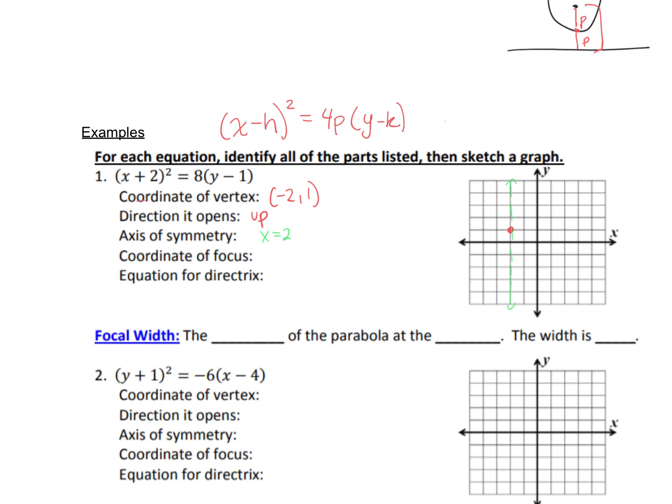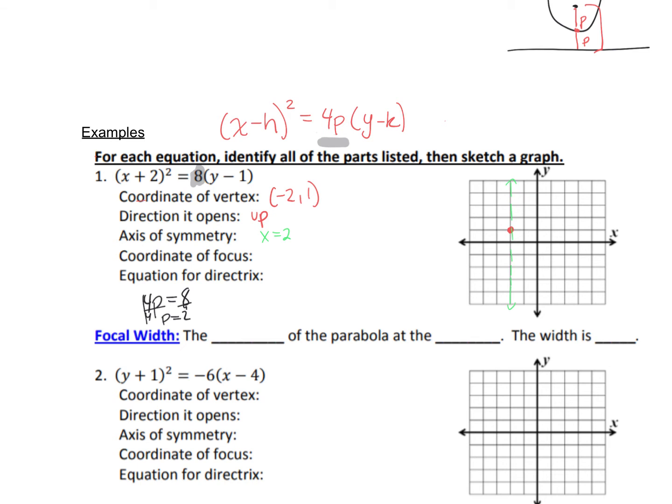Looking at the general form of the equation, we know that our 4p here is going to be equal to that 8. So if I'm just trying to figure out the value of p, it's pretty simple. I'm going to set 4p equal to 8 and solve for p. I know p is equal to 2. Just divide both sides by 4, basically. Okay, so I know p is equal to 2.